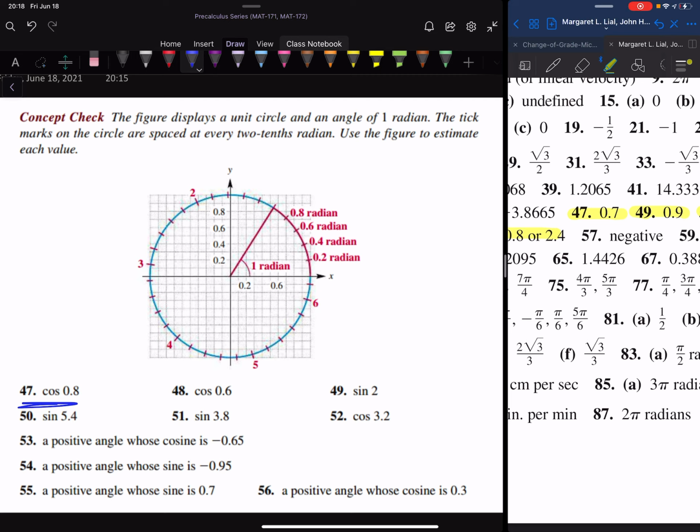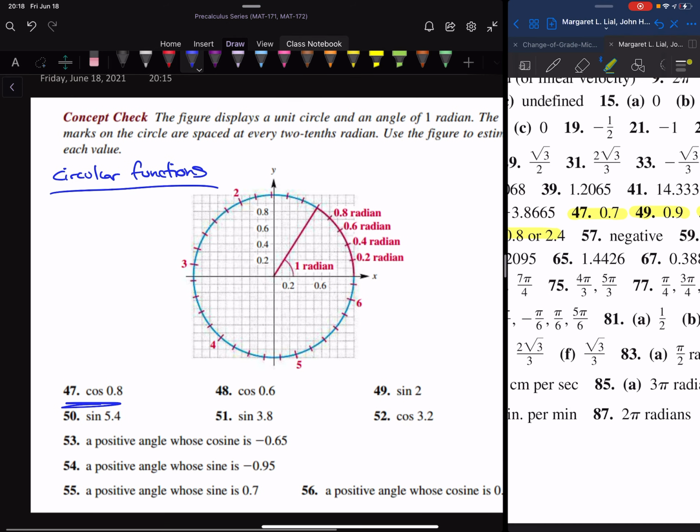This just comes down to recognizing the circular functions and how they apply. So what are the circular functions? Well, we have cosine of s, which is an arc length, or it's in radians. This is going to be equal to the x coordinate. And then we have sine of s, which would be equal to the y coordinate.